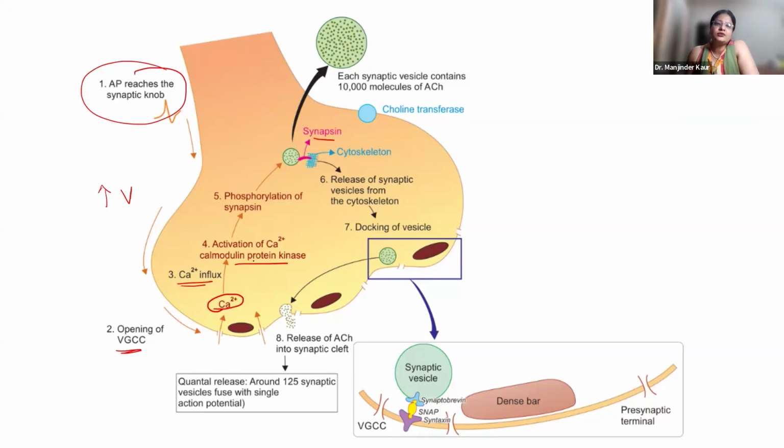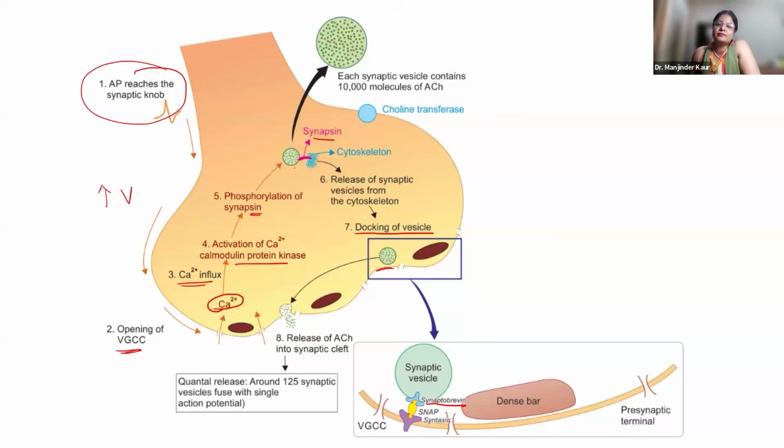So what happens, this calcium calmodulin protein kinase phosphorylates synapsin and frees this vesicle from the cytoskeleton. So when it gets freed, this vesicle moves towards the docking site and it results in the docking and it fuses with the presynaptic membrane. So for fusion of the synaptic vesicles, we have two types of SNARE proteins.